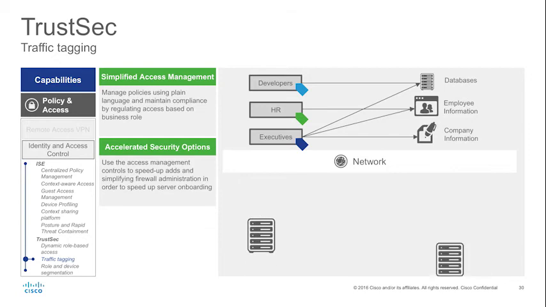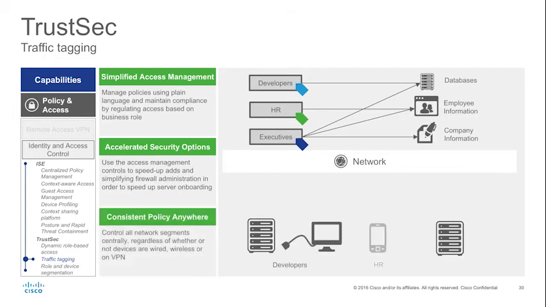This simplified access management brings accelerated security options. By categorizing users, customers can simplify firewall administration, avoiding the common rule explosions that happen when new servers are onboarded. Creating rules based on tags results in fewer rules that are more easily maintained. Easier maintenance reduces the burden on IT staff and enables them to focus on other, more pressing issues instead.